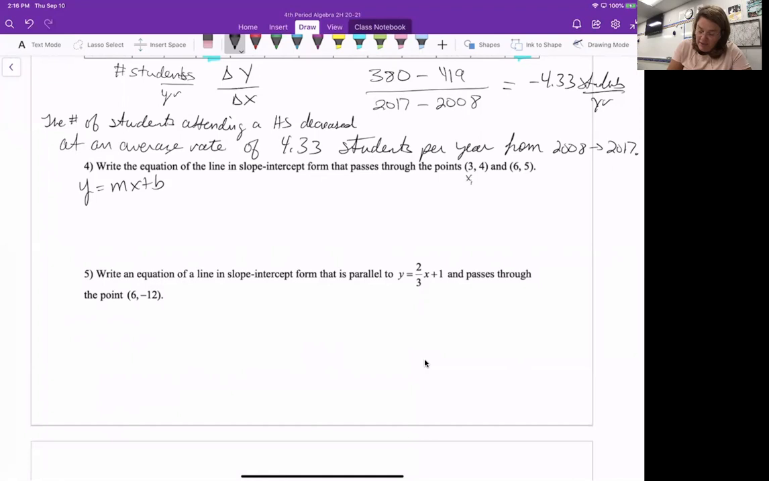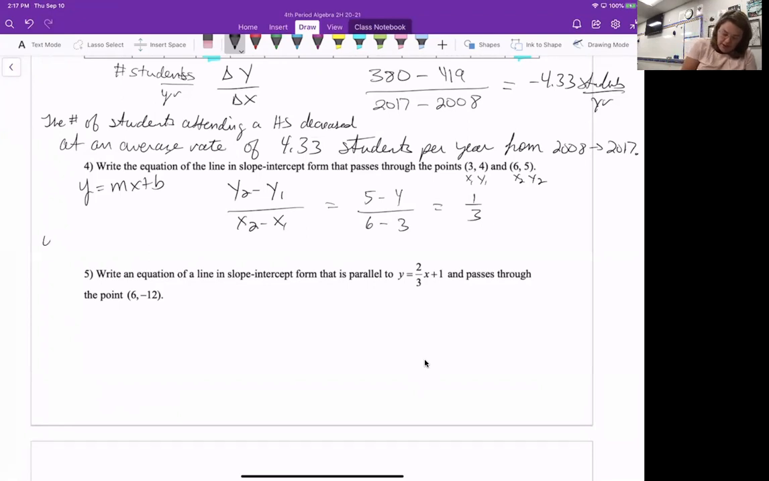Now I have this little thing that I do, and I do this because I make silly mistakes. It doesn't matter which one you call x1, y1, which one is x2, y2, but once you have it picked out, then you will maybe be less inclined to make a mistake, okay? So y2 minus y1 over x2 minus x1 is equal to 5 minus 4 over 6 minus 3, and that will be equal to 1/3. And now I know the slope.